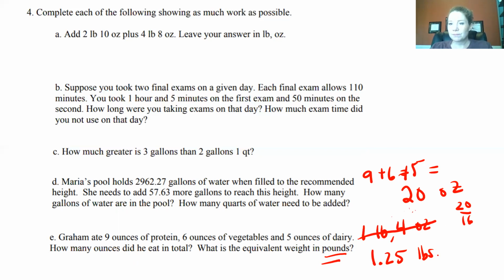1.25 pounds. All right, I'm going to take another quick break. My daughter brought me some dinner, so I'm going to go eat, and then I'll be back.